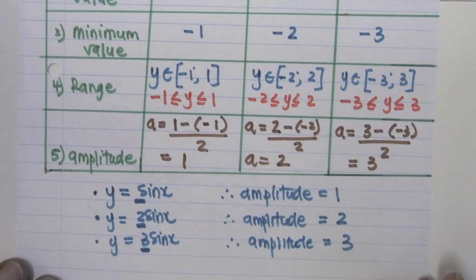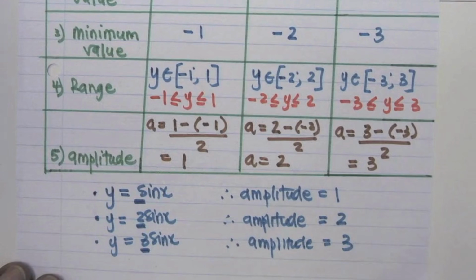In other words, we are saying the coefficient of sine x and the coefficient of 2 sine x and the coefficient of 3 sine x can give us the amplitude. But you have to be very careful in this regard if you are using this method. Amplitude is always positive.